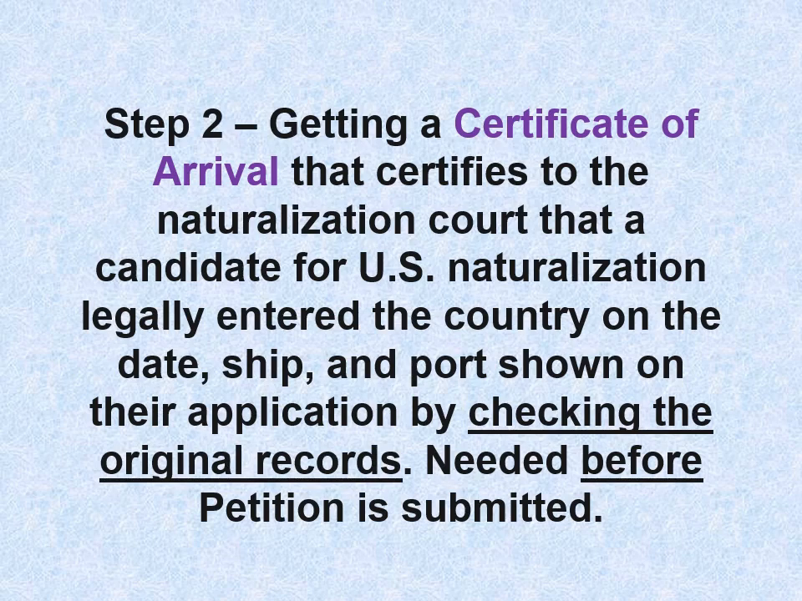Step 2 is getting a certificate of arrival. Step 2 is not the petition. It's getting a certificate of arrival that certifies to the naturalization court that a candidate for U.S. naturalization legally entered the country on the date, ship, and port shown on their application, by actually checking the original records. It is needed before the petition is submitted. And I'll show you some of the application forms here. This is going to go into a lot more detail in Part 2.